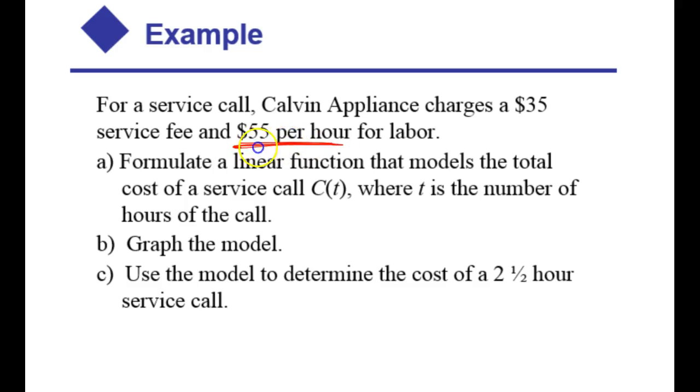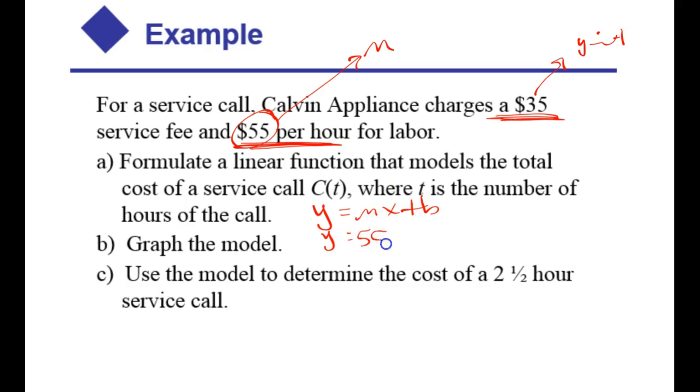And here comes the slope. 55 miles per hour is the rate of change. So I know that's the slope. And there's a fixed charge here at 35, so I'll call that the y-intercept. So to write the equation, which is the first question, y equals mx plus b, I would fill in for the slope to be $55 and the y-intercept to be $35.